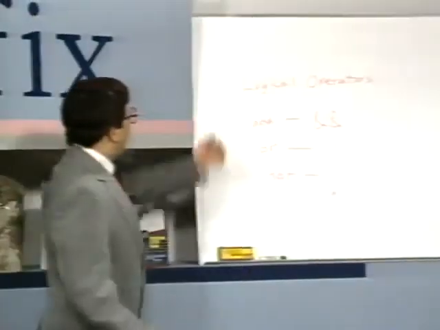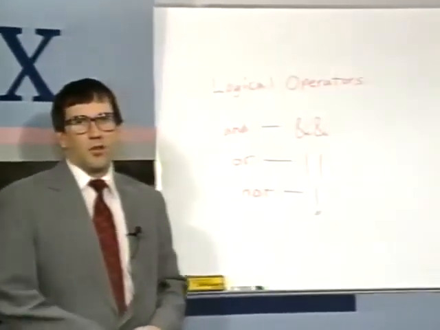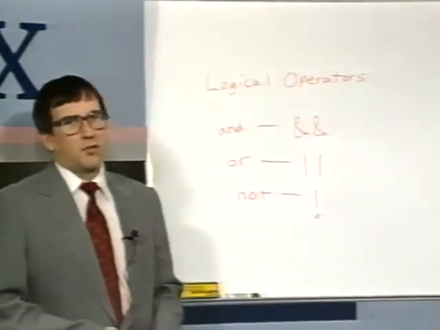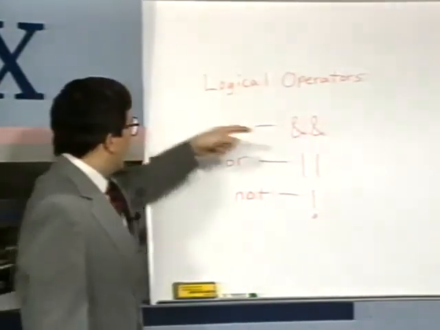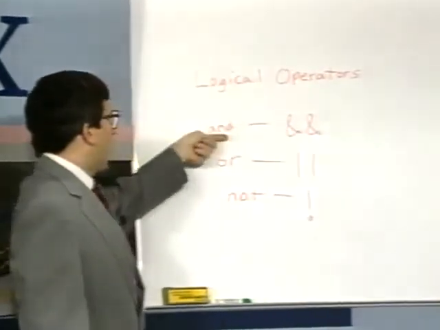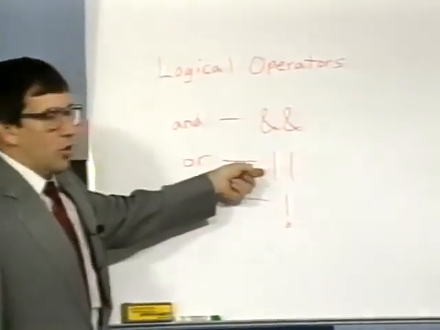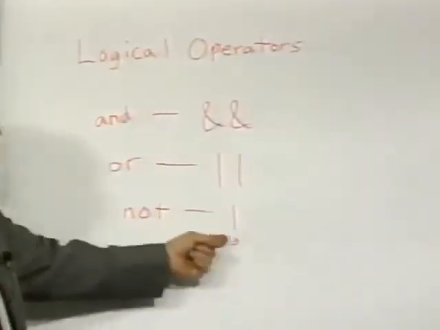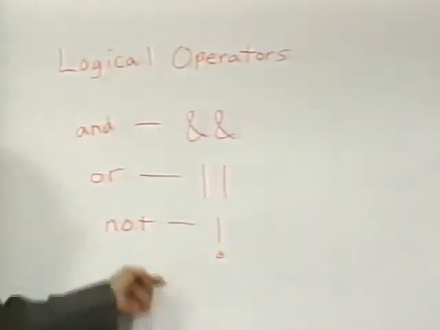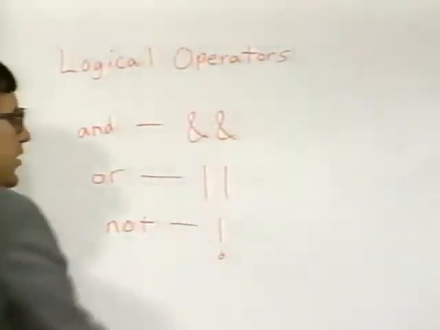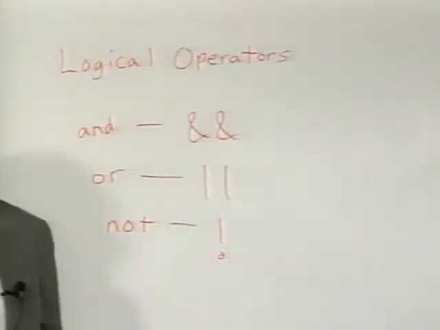In C, we have a set of logical operators that are used to combine complex relational and logical expressions. For example, the double ampersand is the AND operator. Two vertical lines are the OR operator, and the exclamation point is for not.